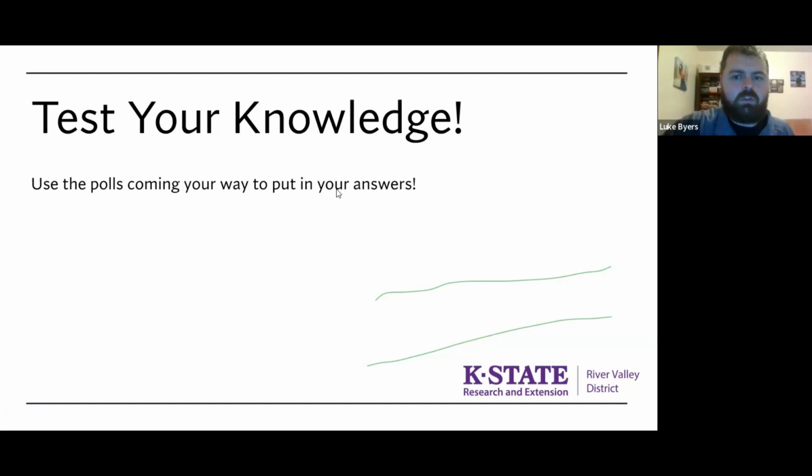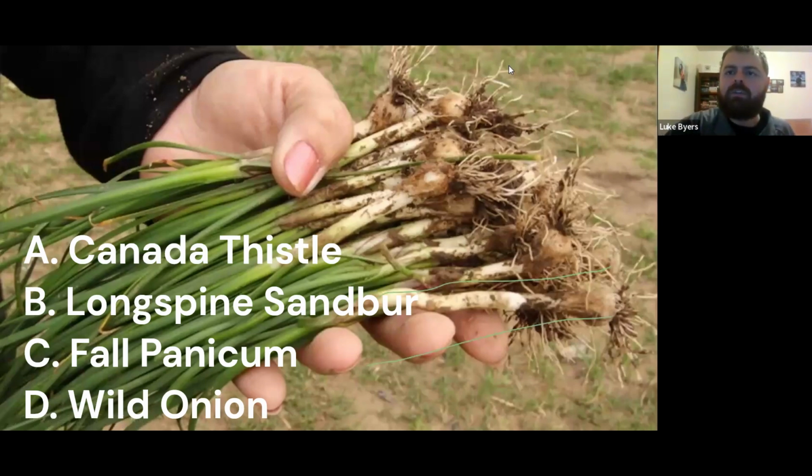So all of you should have gotten the poll. Now we'll take a look. Go ahead and look at your options there, and let's see what answers you come up with. So the options are Canada thistle, long spine sandbur, fall panicum, or wild onion. Oh, you guys are good. Yeah, you got 100%. That is a wild onion. I guess that one wasn't too hard, especially considering a lot of us know what wild onions look like. So let's go to the next one.